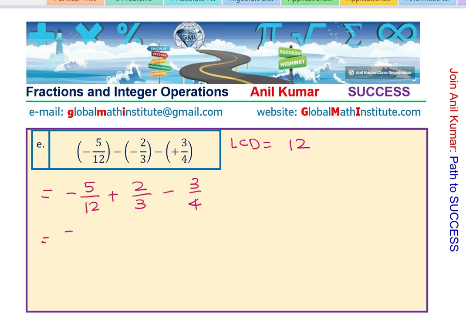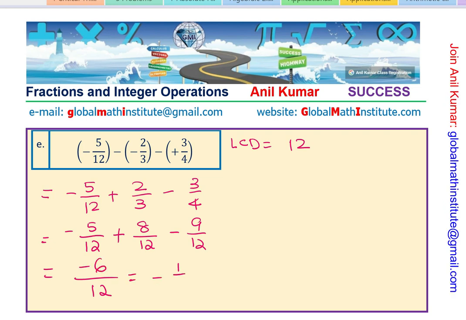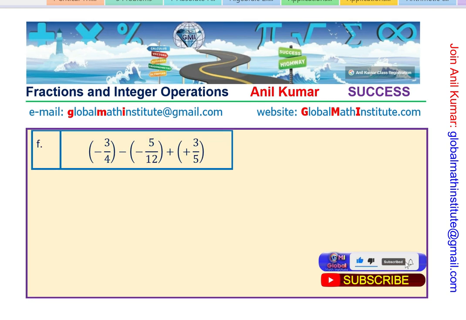Common denominator of 12: minus 5 out of 12, plus times 4, right? 8 over 12, times 3, 9 over 12. So we have common denominator 12, minus 9 plus 8 is plus 3, and then minus 9 will give me minus 6, right? Which is minus half. Do you see? You have to simplify to the lowest terms when you write down your answer. Easy, right? Last question for you.